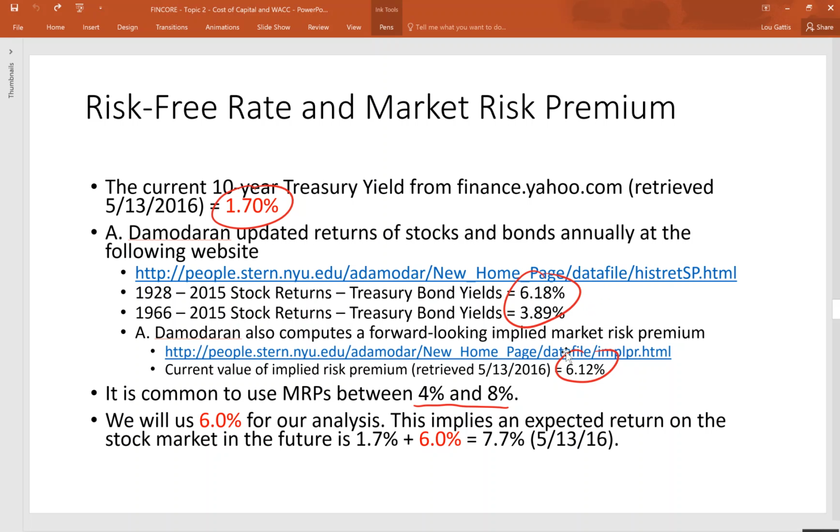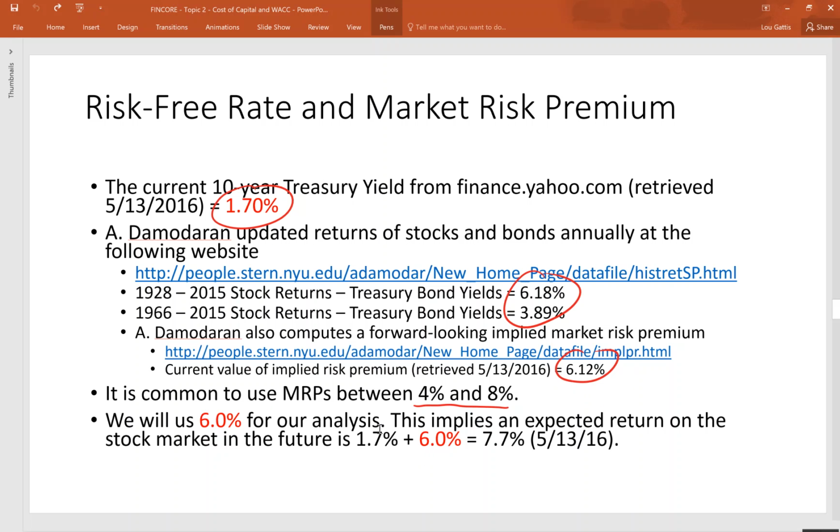Now, Damodaran also estimates a forward-looking market risk premium, which looks at the current value of the stock market and backs into the market risk premium. He's also getting about 6%. Most people use between, say, 4 and 6%, or at the higher end, between 4 and 8%. So for our analysis, we're going to use a market risk premium of about 6%, the 100-year average, which is also equal to Damodaran's forward-looking estimate of the market risk premium.